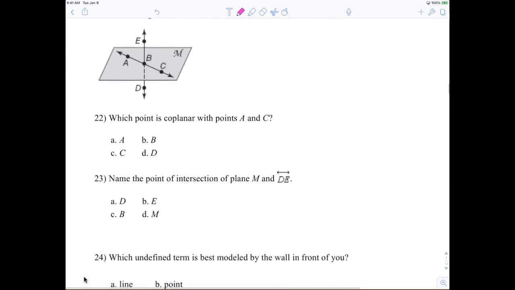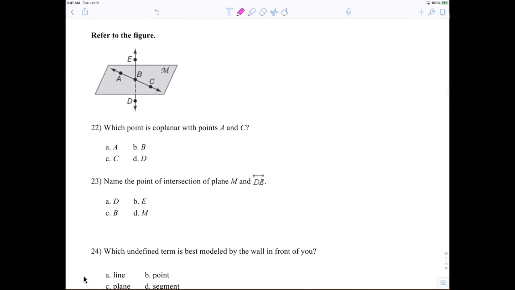Here we go. Which point is coplanar with A and C? That would be... Oh, boy. This is kind of interesting. All right? So, hold up. Listen to me for a second on this. This is where it's a problem. All right? So, I need everybody to understand this. Is that us? Yeah. All right.